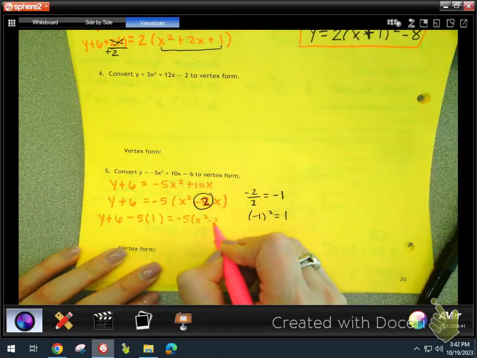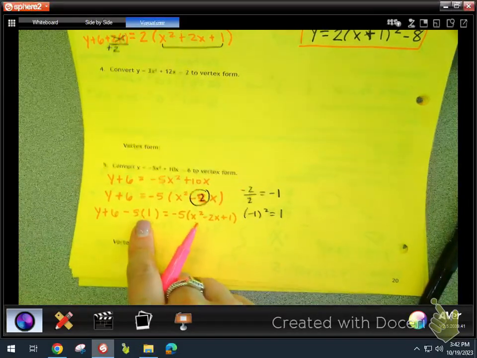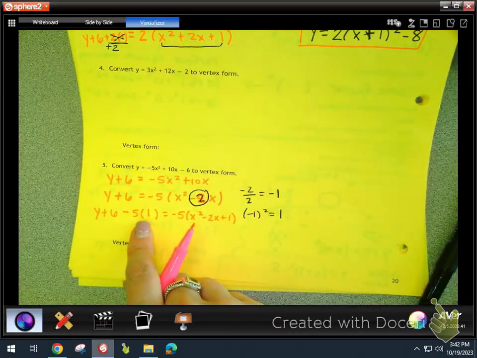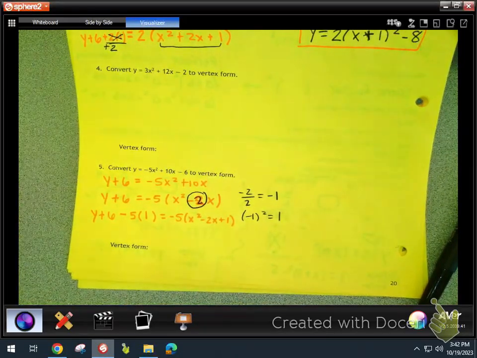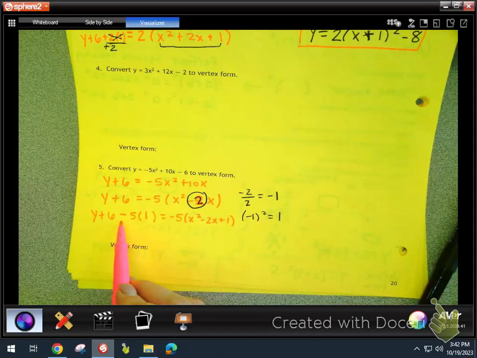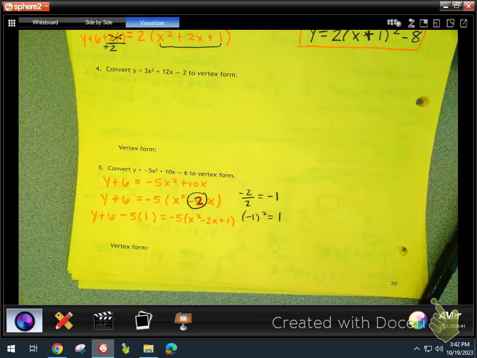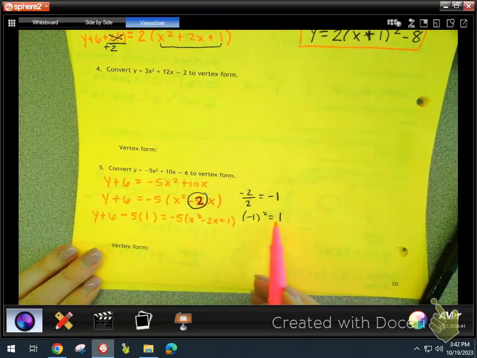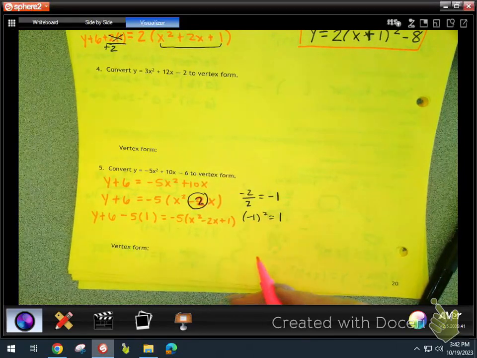X squared minus 2x plus 1. But I already got that it has to be multiplied by that factor. I already got it on the left, so I shouldn't forget it. Shouldn't it be plus 5? Or minus 5? No. When I write it in the undistributed one, I just put that number directly in there. It's when you put it on the other side that you have to do the multiplier.